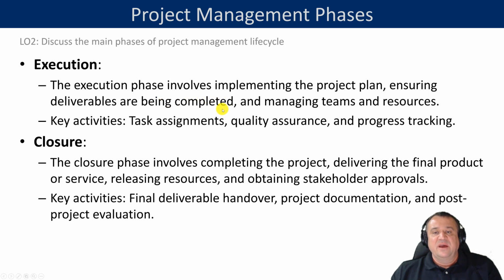Execution. So the execution phase involves implementing the project's plan, ensuring deliverables are being completed on time and within budget, and also managing teams and resources as you implement your project plan. So some of the key activities during execution are task assignment, meaning assigning items from the work breakdown structure to individual team members, performing quality assurance, communication, tracking progress, and so forth.